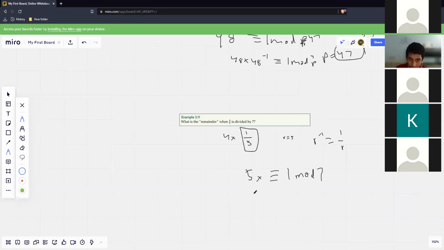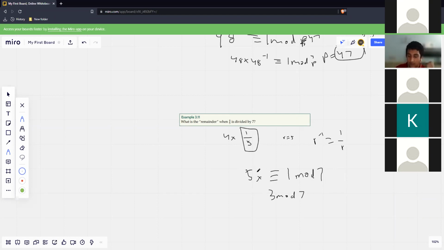So let's do some guess and check. Let's start with x equal to 0 modulo 7. 5 times 0 is 0. 5 times 1 is 5. 5 is not congruent to 1 modulo 7. 5 times 2, 10, is not congruent to 1 modulo 7. 5 times 3 mod 7. When x is equal to 3 modulo 7, we have x is equal to 3.